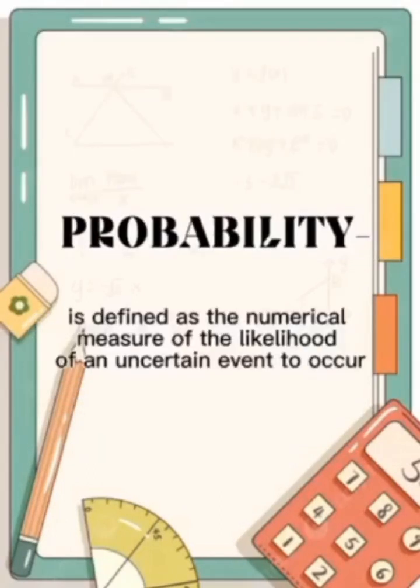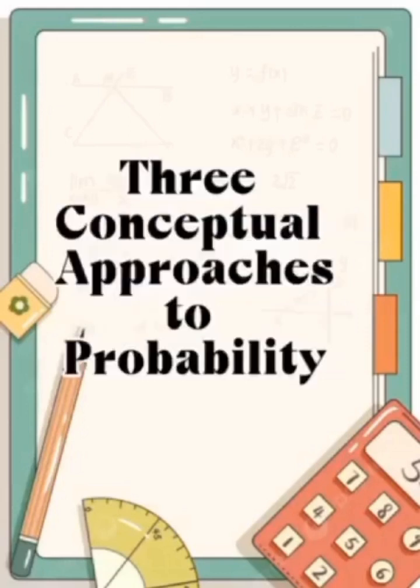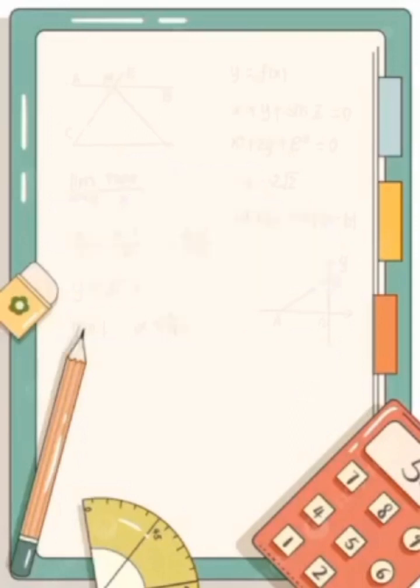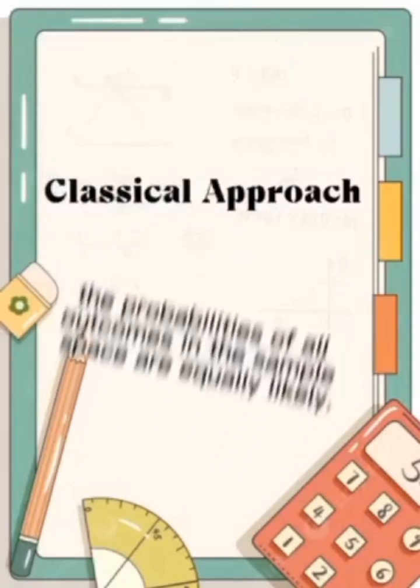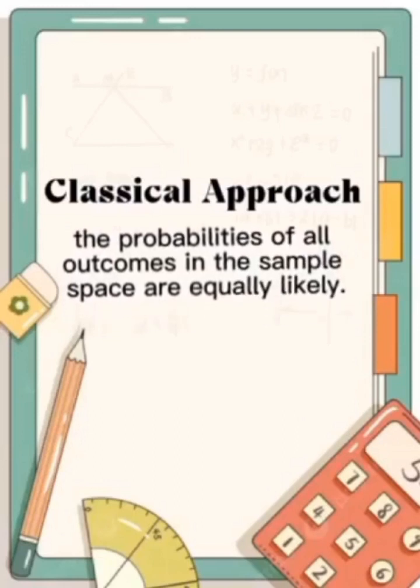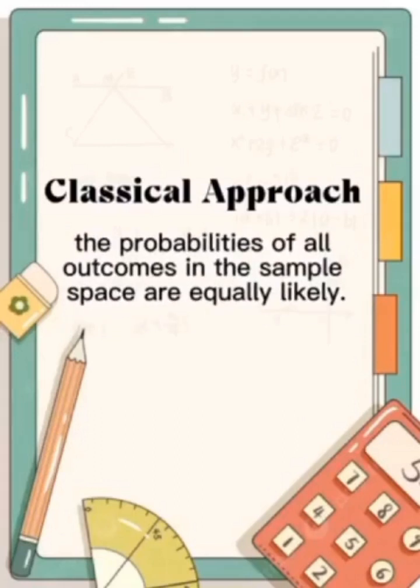Let's talk about probability. Probability is defined as the numerical measure of the likelihood of an uncertain event to occur. Let us proceed to the three conceptual approaches to probability. First is the classical approach. In the classical approach, the probabilities of all outcomes in the sample space are equally likely.